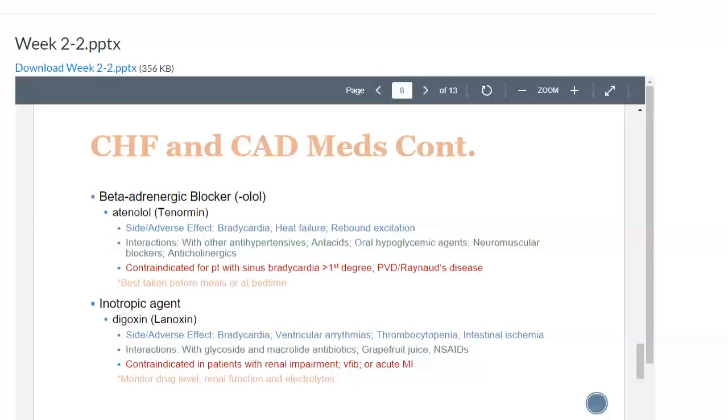Again, assess weight, I's and O's, assess renal function, knowing what the patient's BUN and creatinine and potassium levels are, and assess any type of meds that the patient's taking. As you can see here, interactions with glycoside and macrolide antibiotics may occur, and grapefruit juice and NSAIDs as well. So that's digoxin. All right. Just make sure they get a digoxin level. All right.